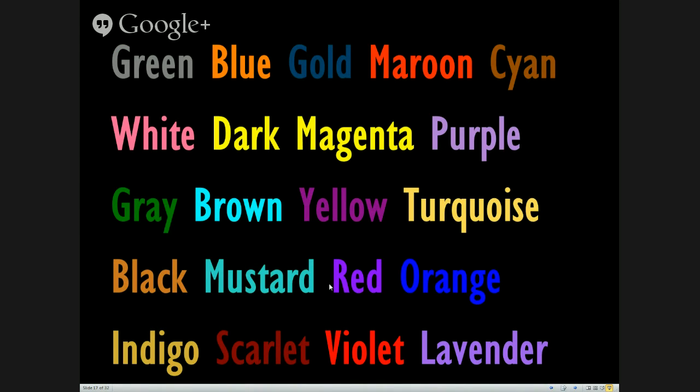Green, blue, gold, maroon, cyan, white, dark magenta, purple, gray, brown, yellow, turquoise, black, mustard, red, orange, indigo, scarlet, violet, lavender.